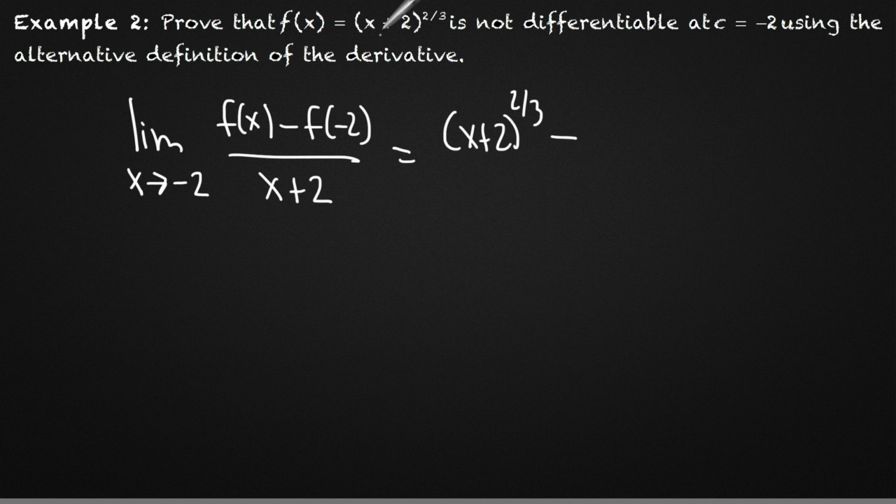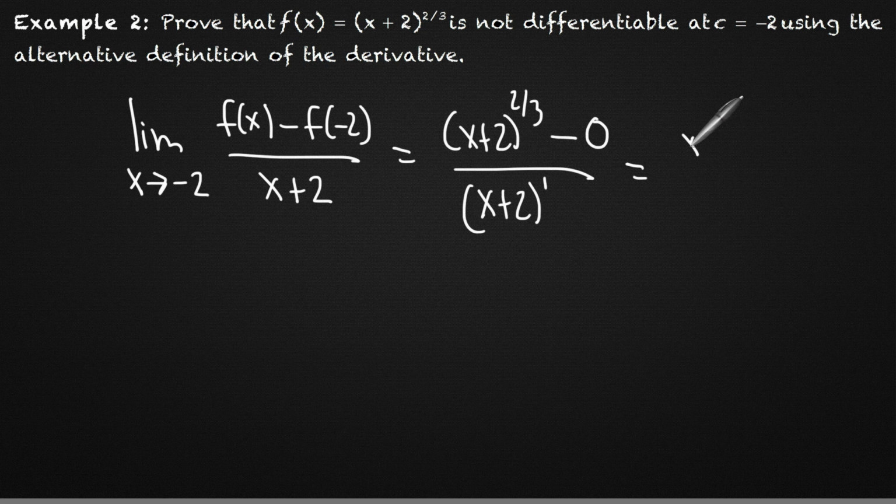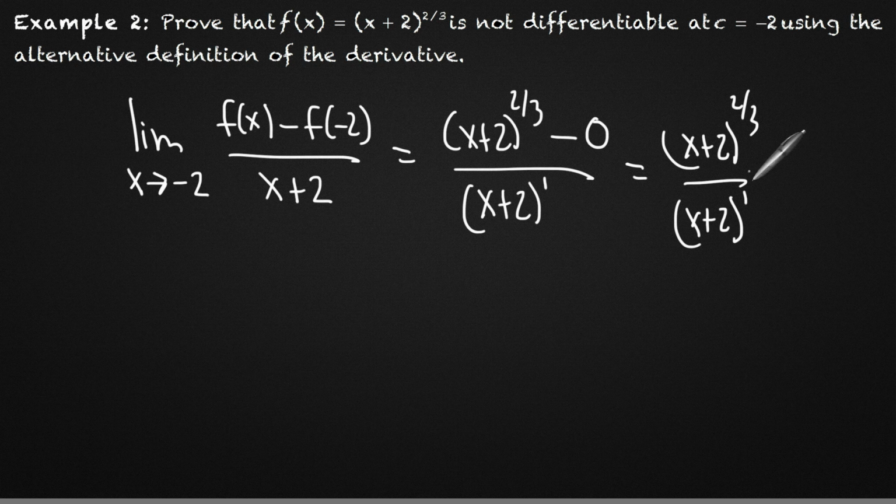Minus f(-2). When we plug -2 in here, we get 0, so we'll just put that there. Divided by x + 2. I'm going to put x + 2 to the first power here. And that way we can see that essentially what we have is (x + 2)^(2/3) over (x + 2) to the first. And we know that we have the same base and we're dividing, so we subtract the exponents. So 2/3 minus 1 is going to be (x + 2)^(-1/3). Since it's a negative exponent, I'm going to move it to the bottom and write it as a positive exponent.